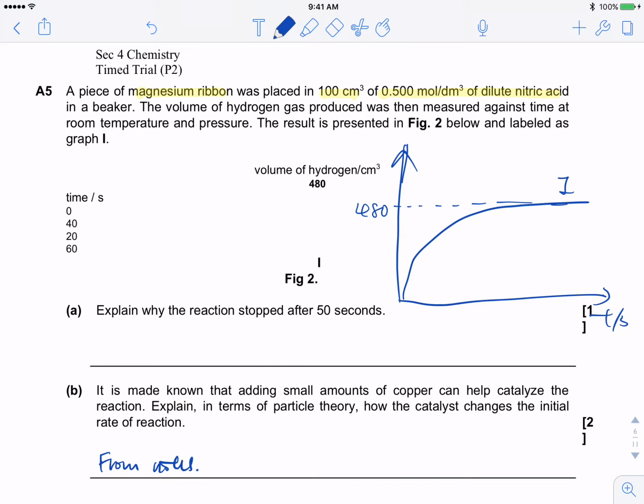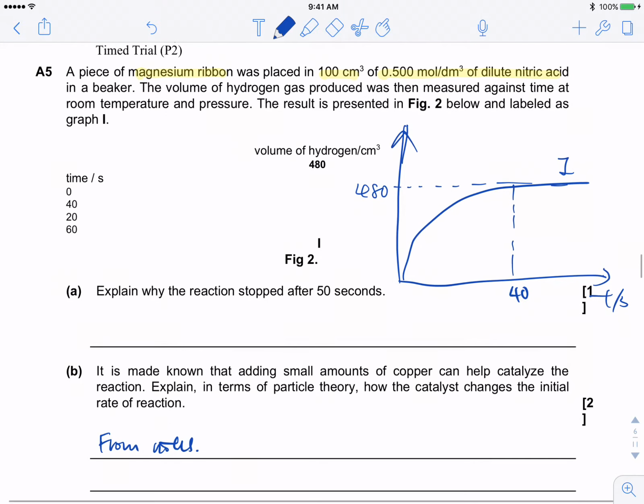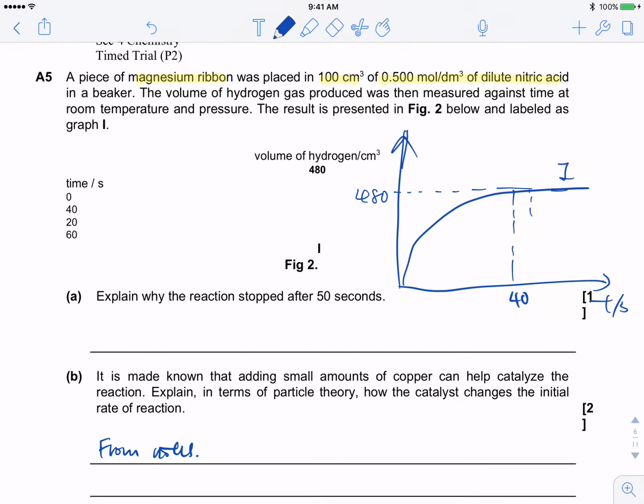Time. Let's see, when did it start to plateau off? It started to plateau off at around 40. I drew at the wrong screen. Okay, around 40 seconds, it started to plateau. Oh, sorry, 50. Explain why the reaction stopped after 50 seconds. So what do you think could have been the reason?